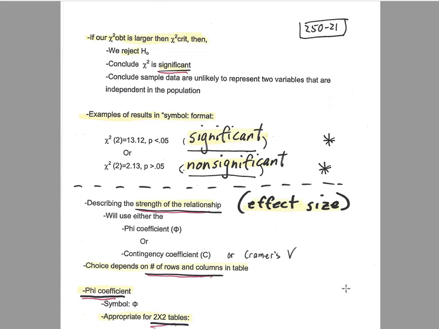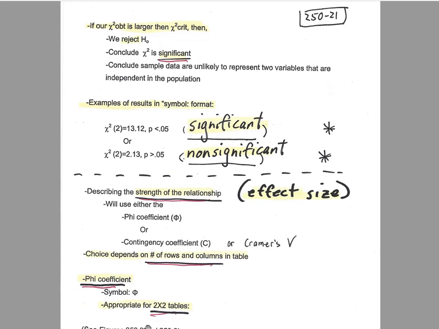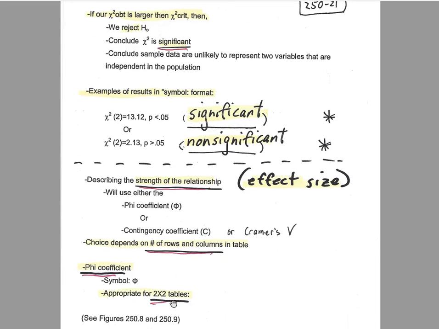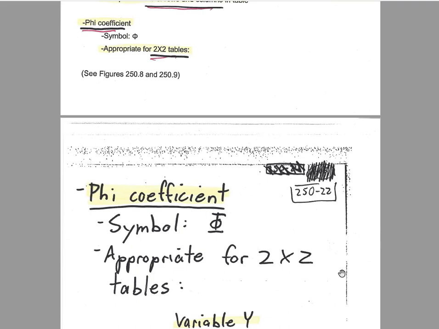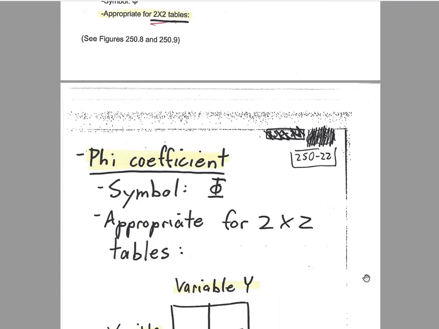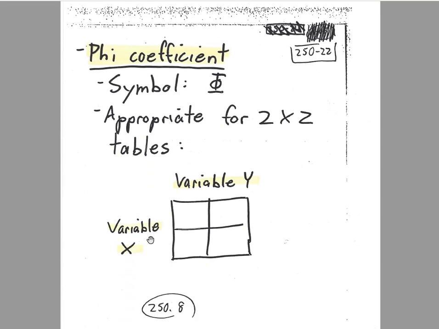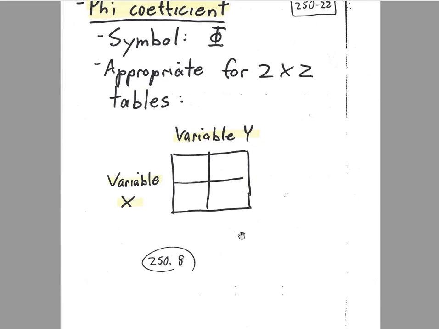Let's begin with the Phi coefficient. The Phi coefficient, represented by the Greek letter phi, is appropriate if your cross-tabulation table was a 2x2 table. What do I mean by that? Well, your predictor variable had 2 categories, and your criterion variable also had 2 categories. I put that in black and white on page 250-22. Your x variable consisted of 2 categories represented by these 2 rows. Your y variable, the criterion variable, consisted of 2 categories represented by these 2 columns.